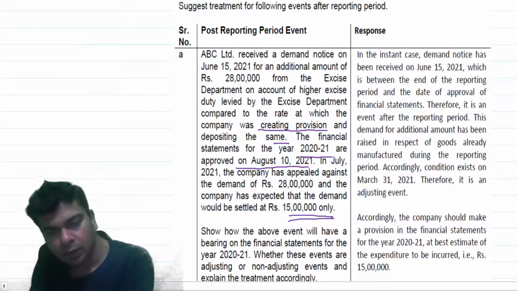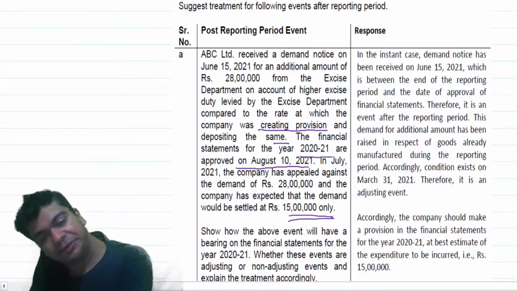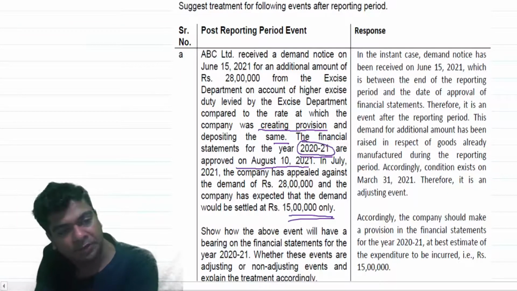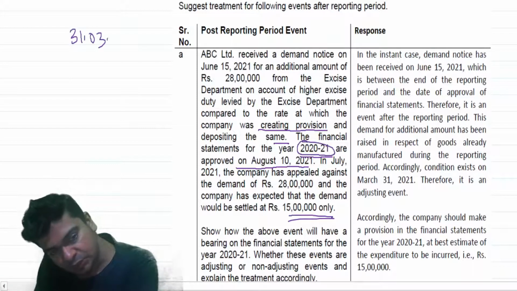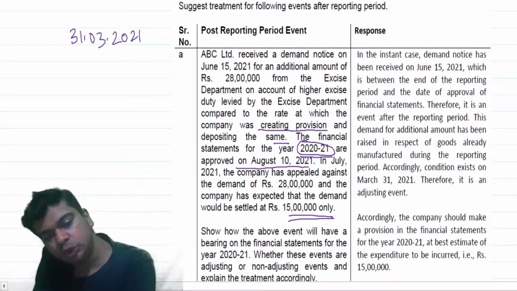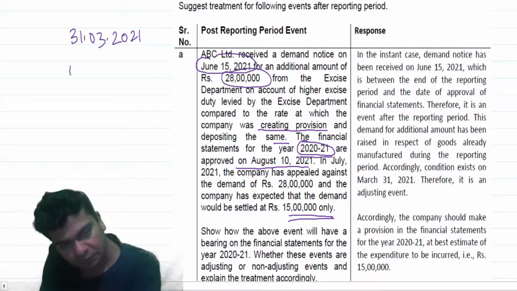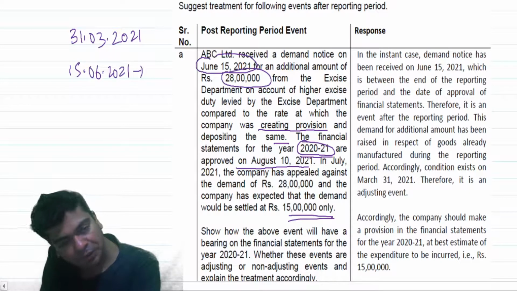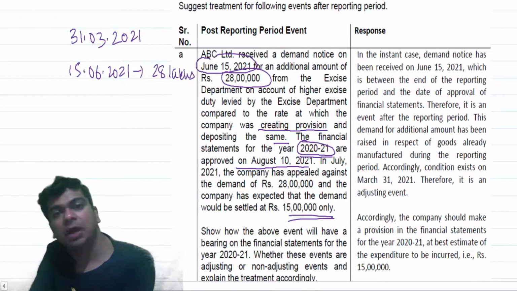Okay. The year is 2020-21. That means my reporting date is 31st March 2021. On 15th June 2021, we are getting a demand notice. On 15th June 2021, we are getting a notice from the Excise Department that you will have to pay 28 lakhs. Right?